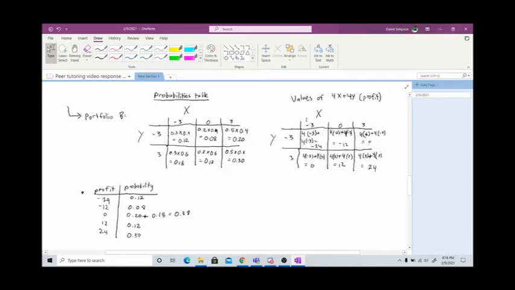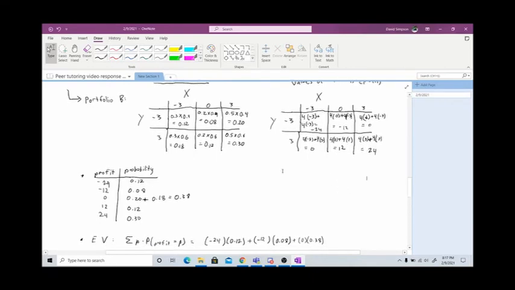But instead of the probabilities on the inside, I'm giving the values for the profit. Because at the end, remember, we want to link profit to the probability of that profit happening, because we're interested in the probability distribution of the profit. So I just calculated all the values. You can see how I did that: 4x plus 4y on each of these cells, and I got those numbers. And again, your numbers will be different.